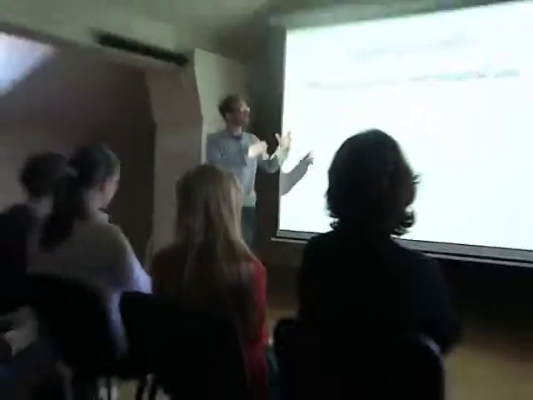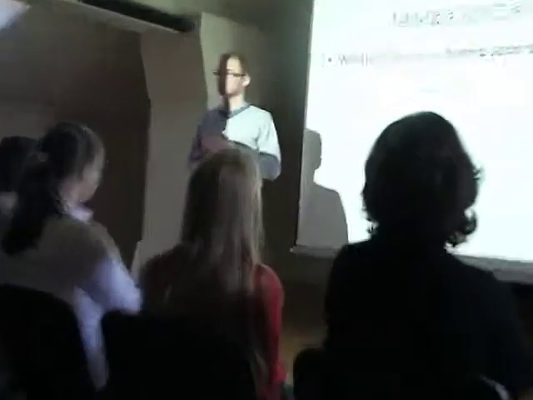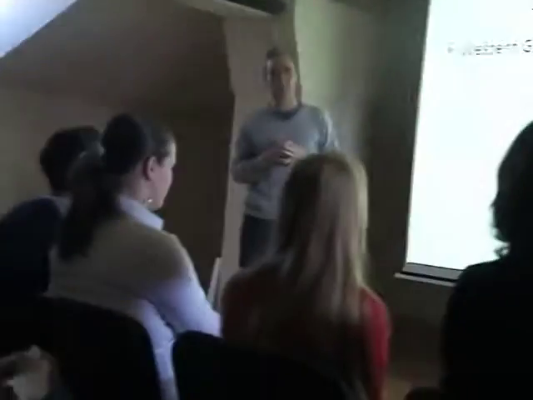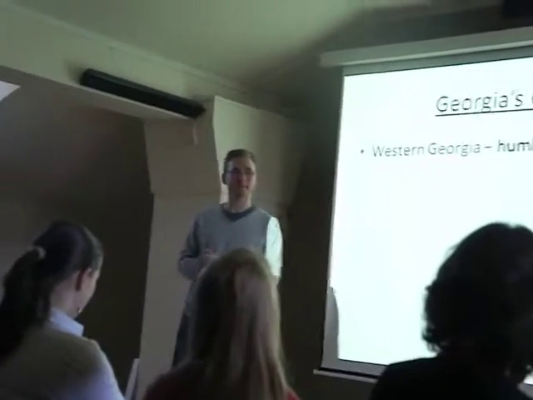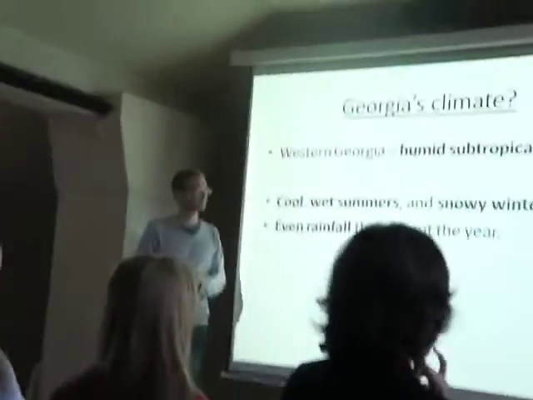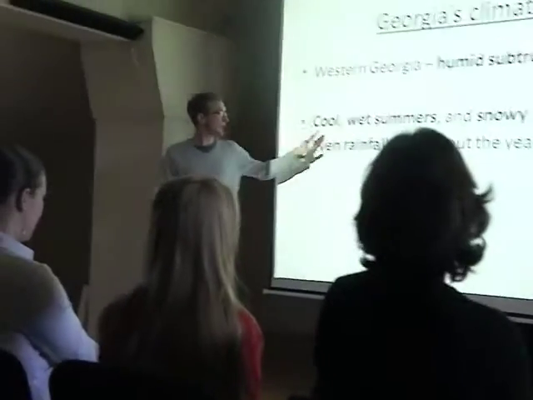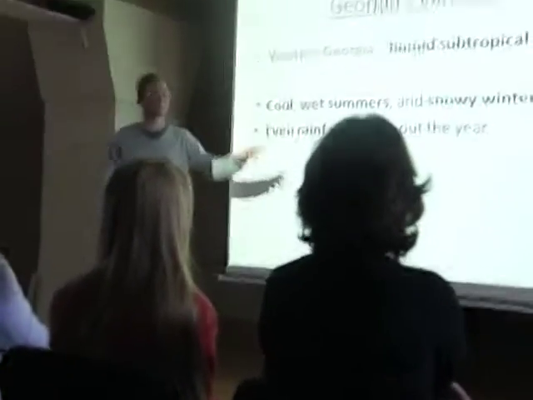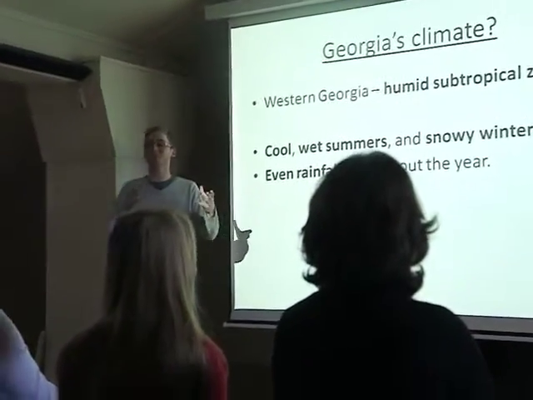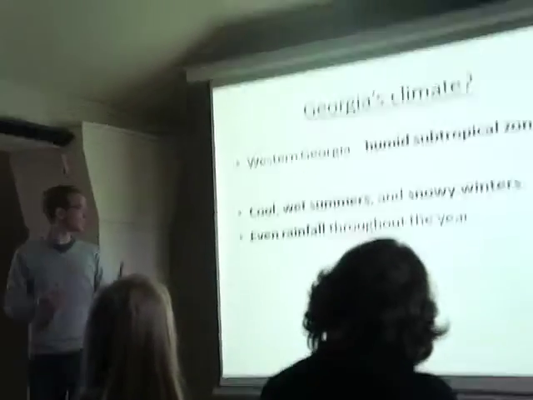First one, we'll start. Western Georgia is a humid subtropical zone. What are the characteristics? It has a lot of sea fog. And that's why you get things like oranges and lemons. So we have cool and wet summers, often very rainy during the summer months. Snowy winters, lots of snow. The mountainous regions can be very difficult to travel to. Even rainfall throughout the year as well, so the average is similar all year round.